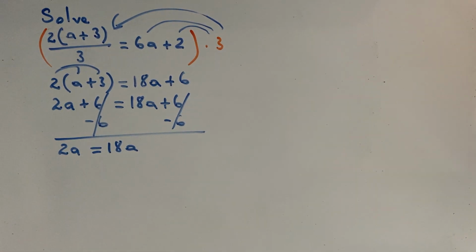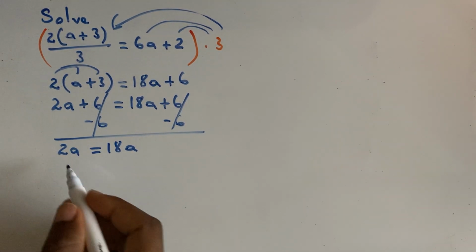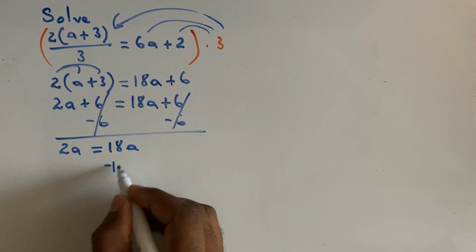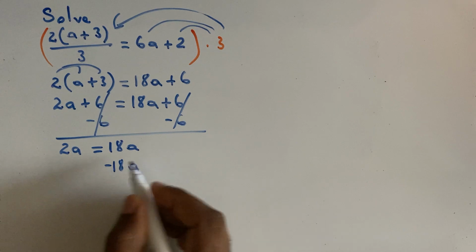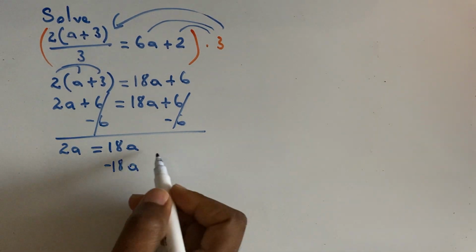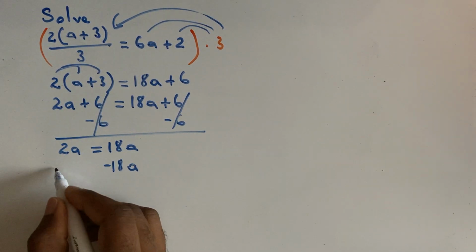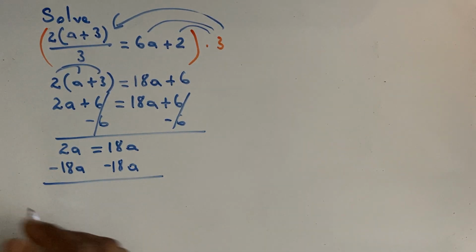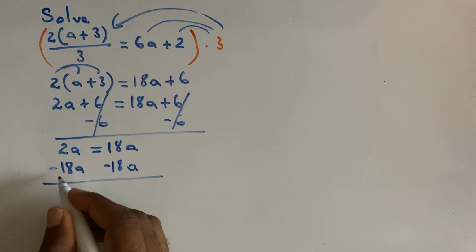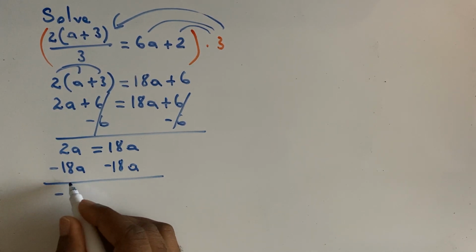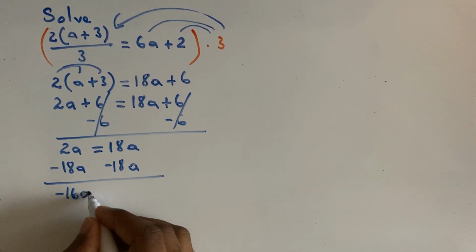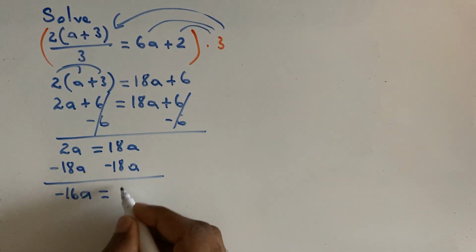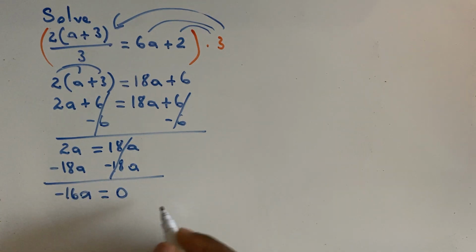Now, remember, we're trying to move like terms to the same side. So I'm going to have to subtract. You could either subtract 18a or move this to the right or this to the left, however you want to do it. But in this case, I'm moving the 18a to the left. So I'm subtracting 18a from both sides, ending here with negative 16a, because 2a minus 18a equals 0, okay?